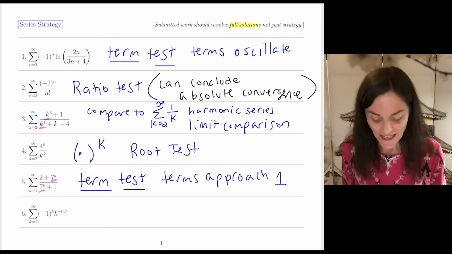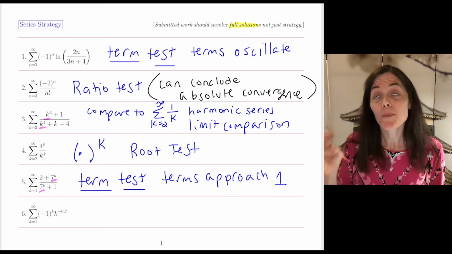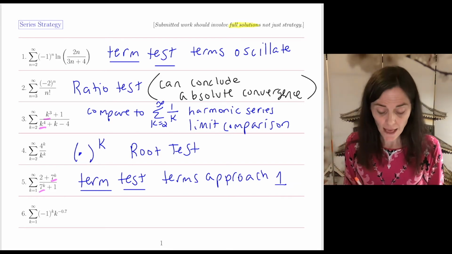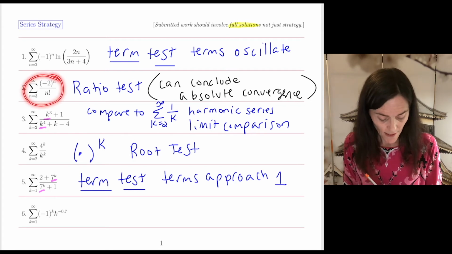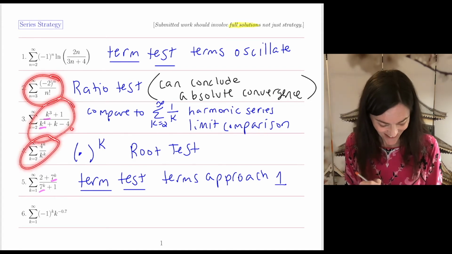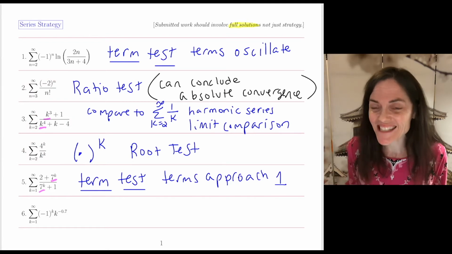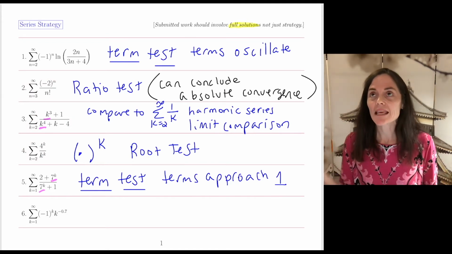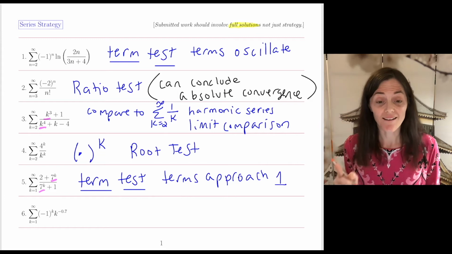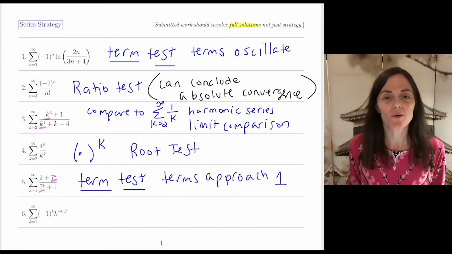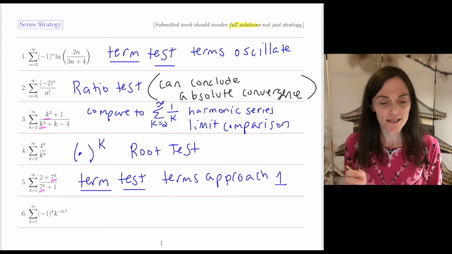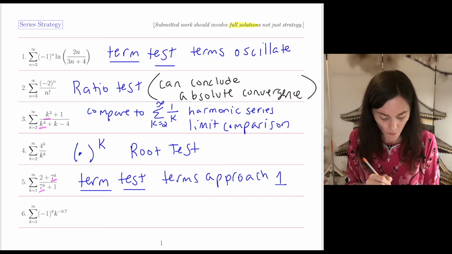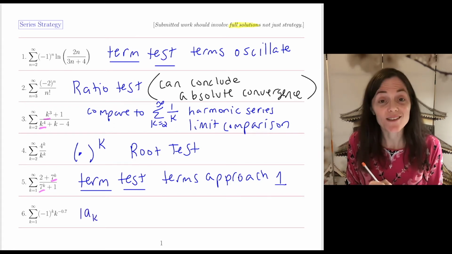Be careful. Do not say by the term test converges, okay, because terms go to 0. You can't use the term test when the terms go to 0. The only thing you can use it on is when the terms do not go to 0, you can conclude diverges.